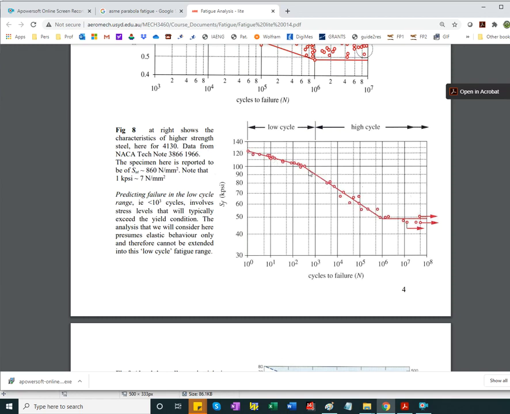Likewise for the straight portion of the graph, there are points above and below. So what is called the endurance limit would correspond to an average stress at which there's a 50% chance that the specimen will never break.